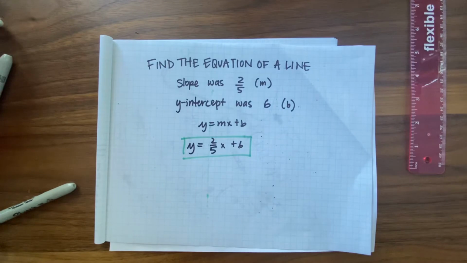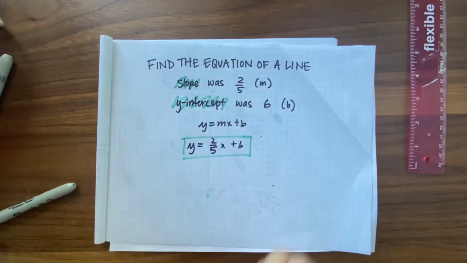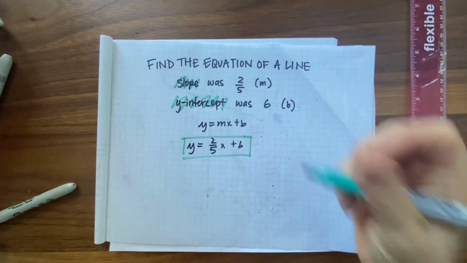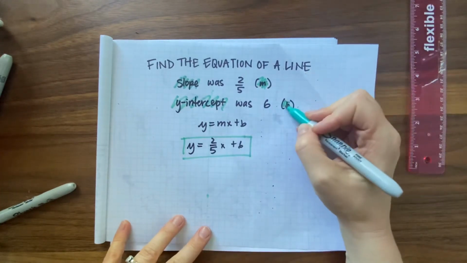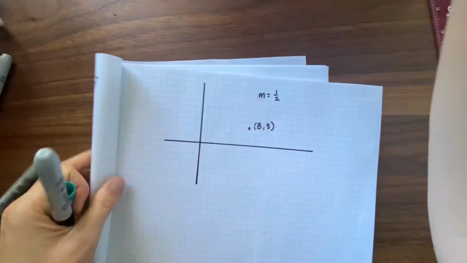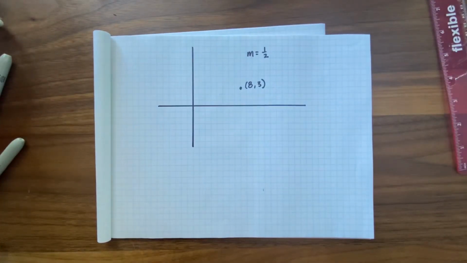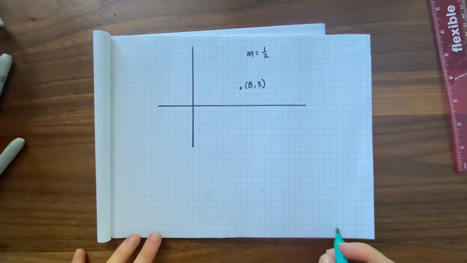But that's when I give you the slope and I give you the y-intercept. What if you don't have m and b? What if you just have m and a point? Now, technically, yes, you could solve this one visually. You could tell me the equation of this.